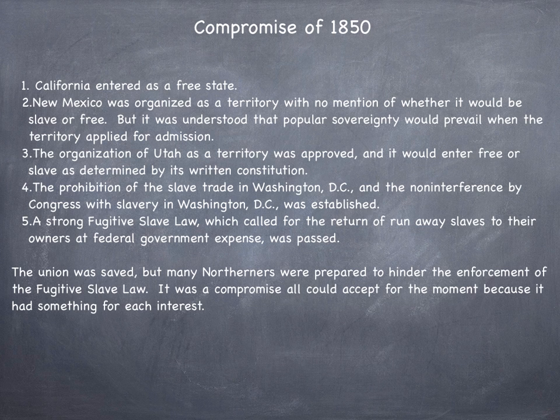5. A strong fugitive slave law, which called for the return of runaway slaves to their owners at federal government expense, was passed. The Union was saved, but many Northerners were prepared to hinder the enforcement of the fugitive slave law. It was a compromise all could accept for the moment, because it had something for each interest.